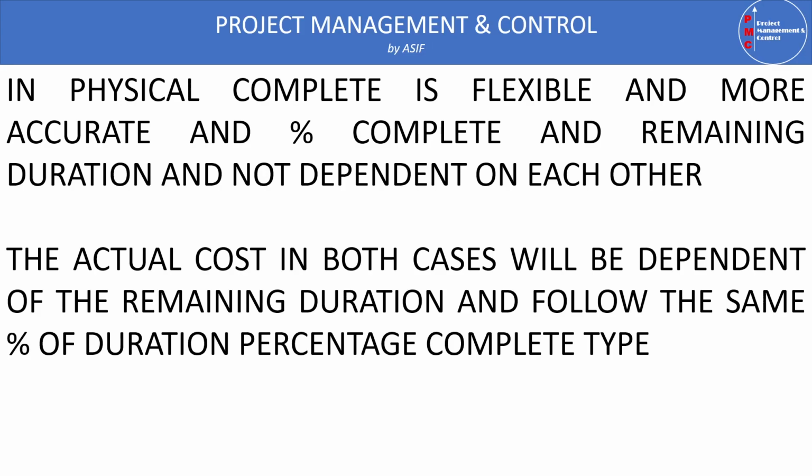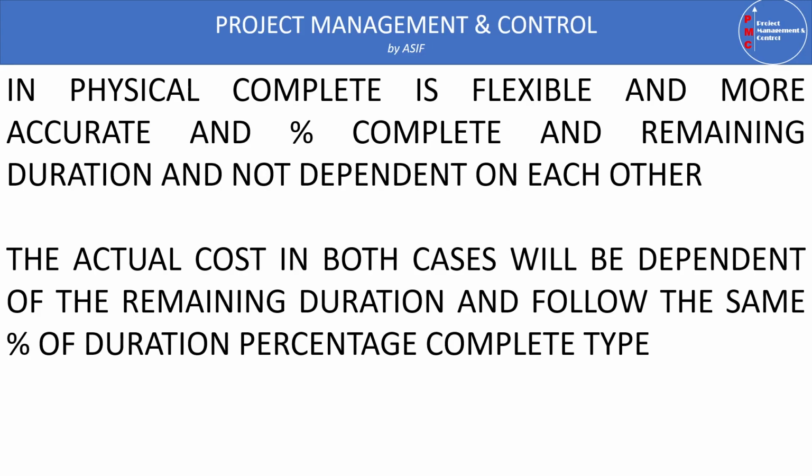However, the actual cost in both cases, in P6, when we are talking about the software itself, is calculated based on the remaining duration. Whether we are using the physical percent complete or the duration percent complete type, the actual cost will be computed as per the duration percent complete type. So there is some setting in the program we have to assign to calculate actual cost, but most of the time actual cost is computed by the user itself.